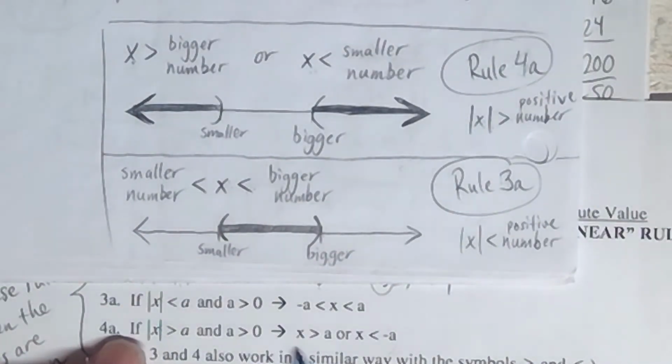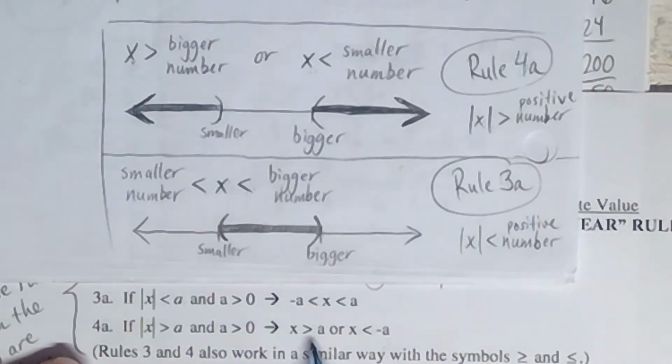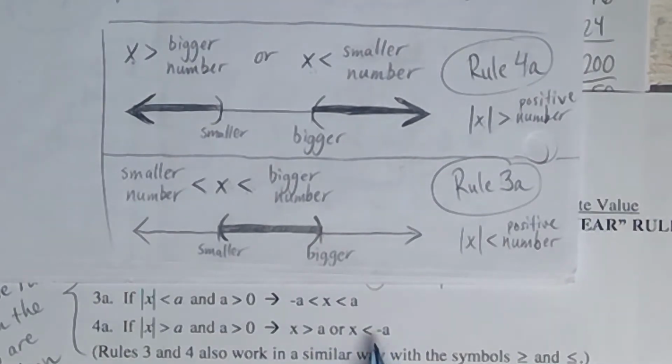Let's start out with rule number 4 in the top of the worksheet. It says that you take the inside of the bars and you say greater than positive A, less than negative A. Again, greater than positive A, less than negative A. A lot of people get this wrong. Don't let that be you. A lot of people say greater than twice. That's not right. It's greater than positive, less than negative.